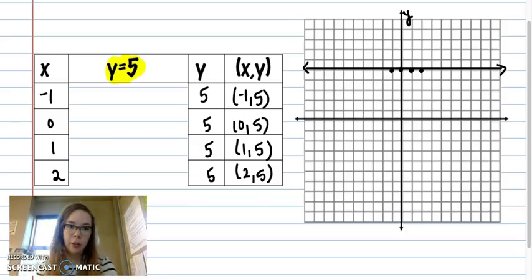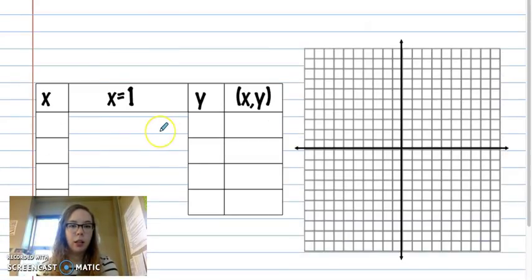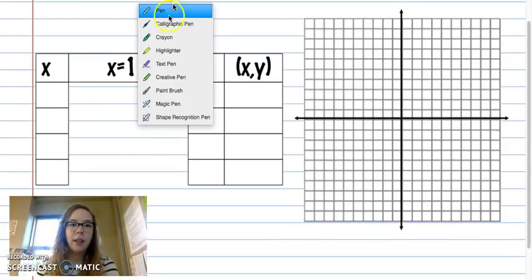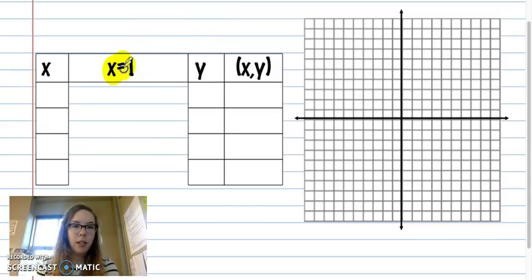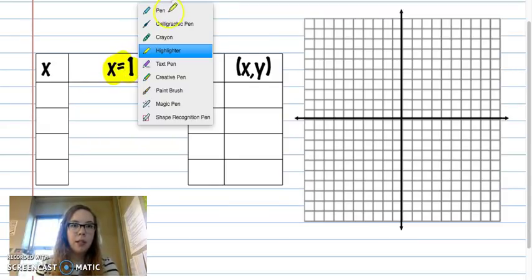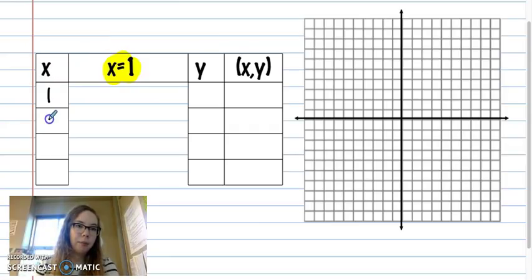Okay, so let's talk about x only. So here's an example where I have x equals 1. X is my only variable. That means all of my x's over here are 1. No matter what, they're 1. And then I can pick what I want for my y. So I'm going to do -1 up to +2.